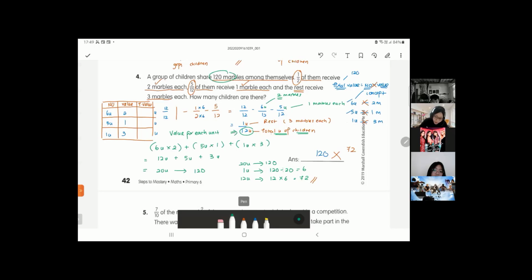So what do we do? Number times value equals 12 unit, 5 unit, 3 unit. So this and this plus together, I will get 20 unit, and then back to this step, right? Okay, this is another method. Okay, now copy down.